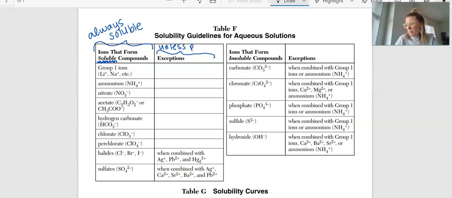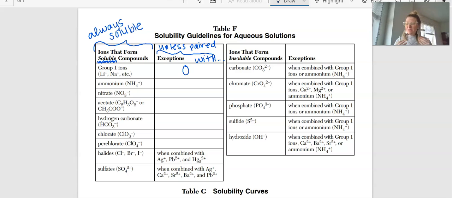Unless paired with. So what does that mean? Well, let's look at the first row here. Group 1 ions like lithium, sodium, rubidium, they are always soluble unless paired with. But guess what? There are 0 exceptions here. So that means literally any compound that contains a group 1 ion will always be soluble. There are no exceptions to that rule.